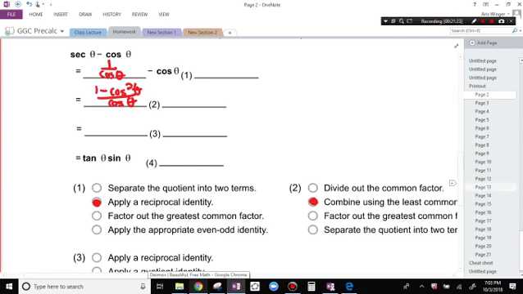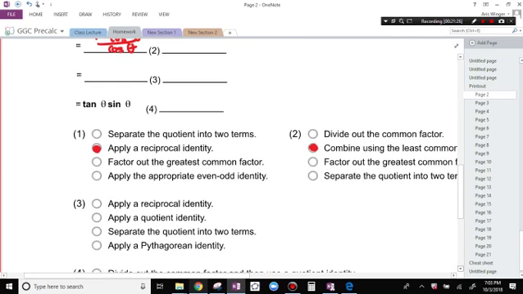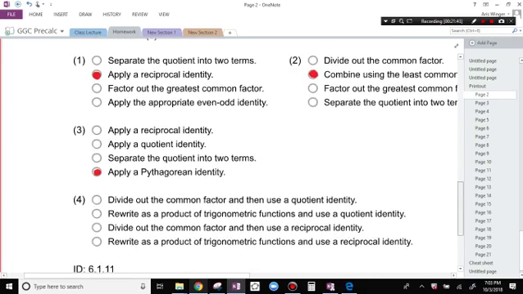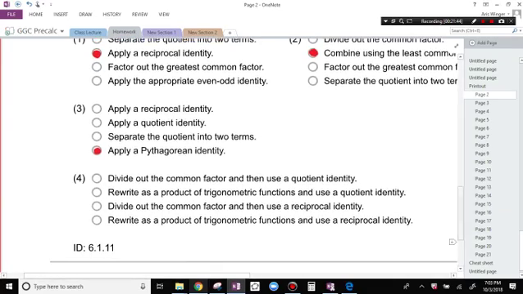And then hopefully we changed that to sine squared, right? And that was a Pythagorean identity. So this becomes sine squared theta over cosine theta. And then we pulled out a sine and changed the sine over cosine to tangent. Let's see if that fits any of these. It looks like it's B. We rewrote as a product of two trig functions and used a quotient identity.